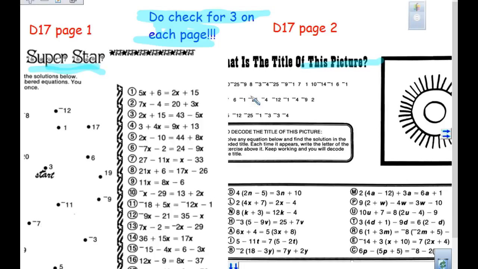Do a check for 3 on each page. I don't care which 3. If you want to do it for 1, 3, 5, or for 11, 13, for 3 of the ones that you do, I need to see a check. We're going to talk about the check right now in your notes.